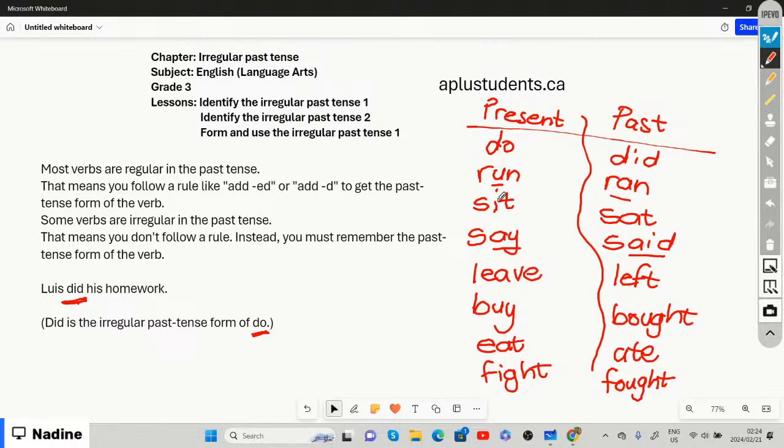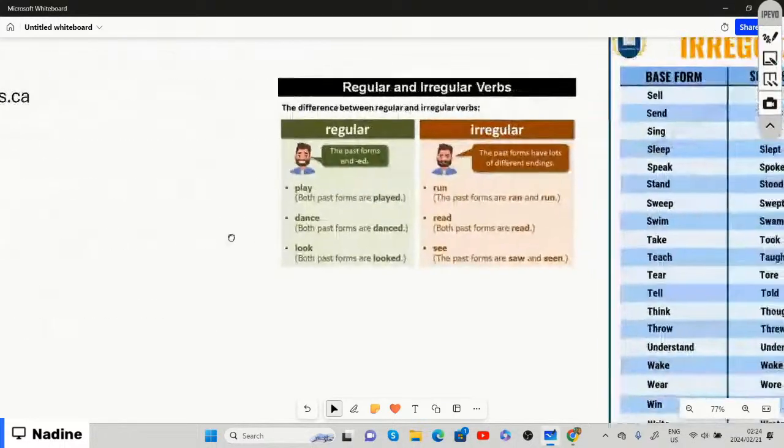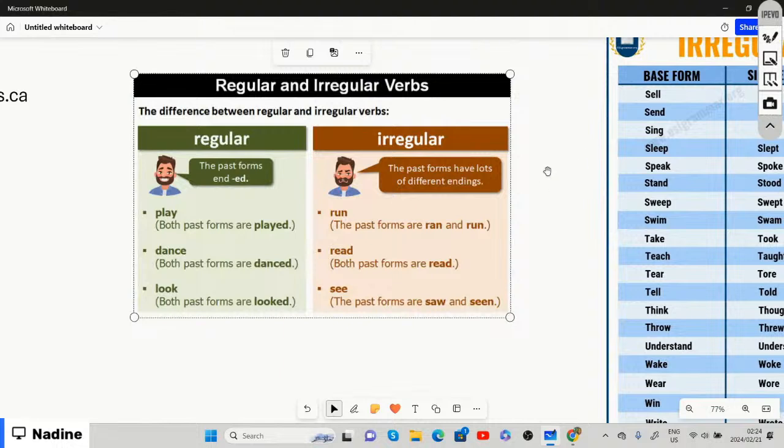All right, so we are doing our tutorial lesson also on aplusstudents.ca. And before we go to our lesson on aplusstudents.ca, here is an example of the difference between regular past tense and irregular past tense. Yes, took and take, so well done.